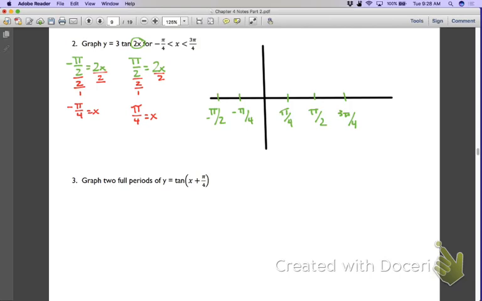Draw my asymptote. Then it just becomes halfway, halfway. Where's the right side going to go and where's the left side going to go? 3. So up to 3 is about halfway there, and then do the same thing on the negative side.